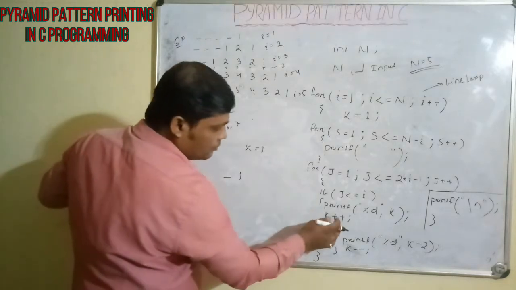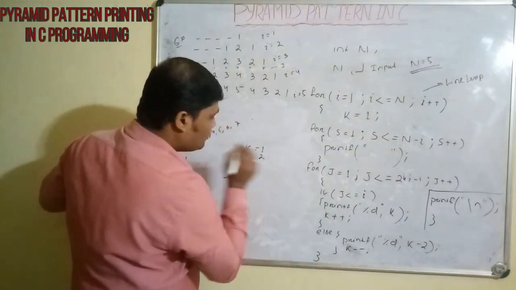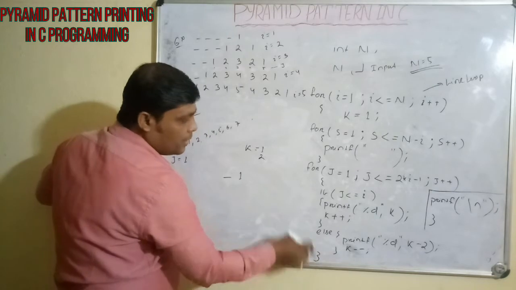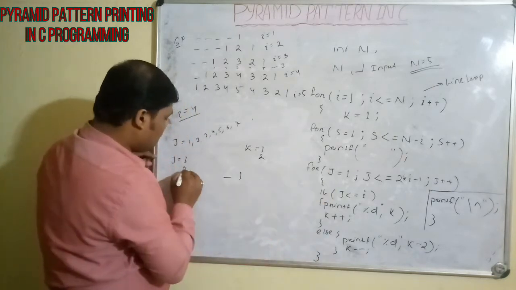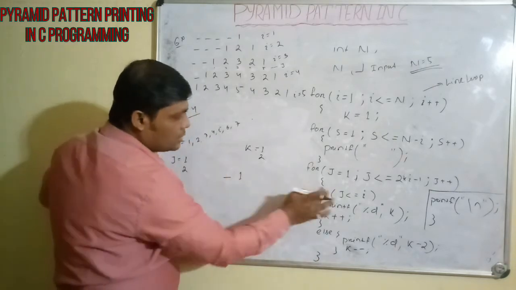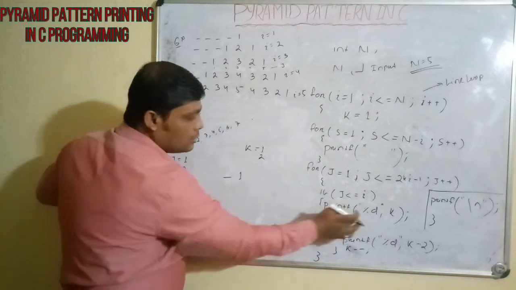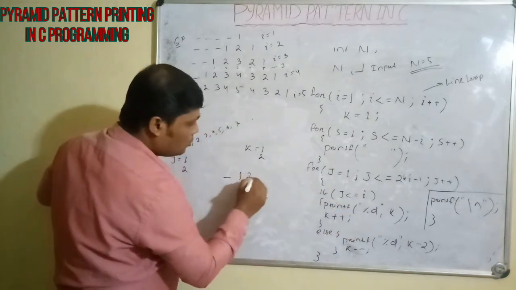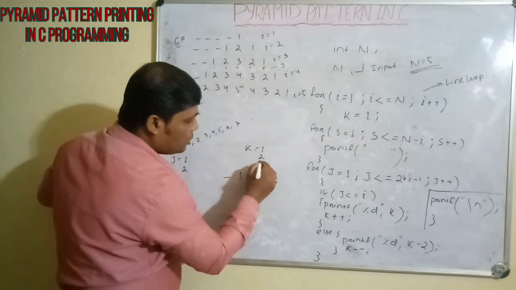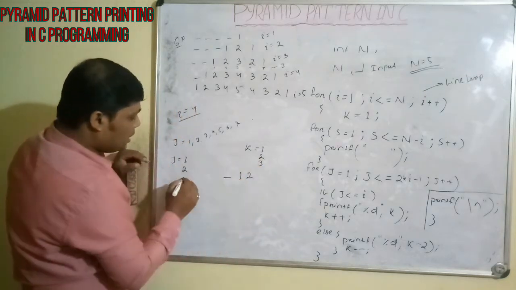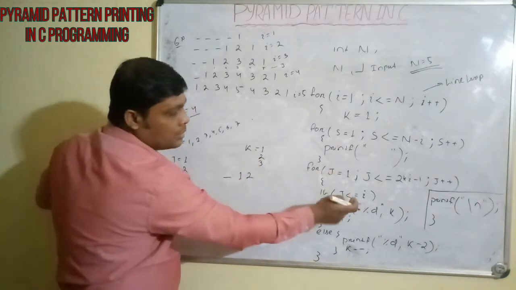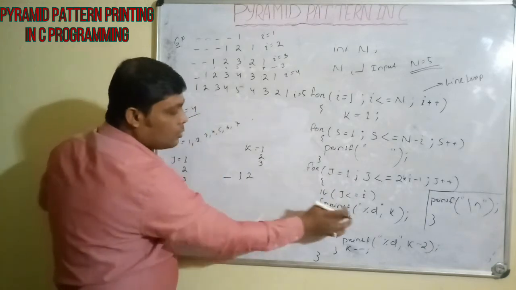Next, k value will be 2. It will not go to the else part. J value will be 2. So when j value is 2, 2 less than equal to 4, yes, condition true. It will print what? K value, that is 2. Then k value will be 3. Then j value will be 3. Clear? 3 less than equal to 4, condition again true.